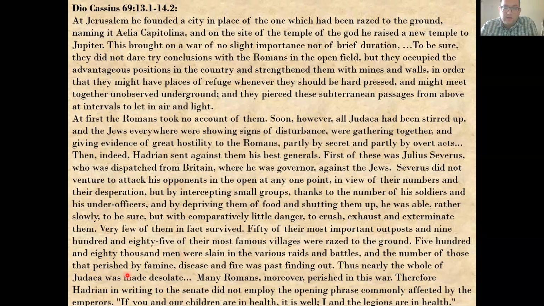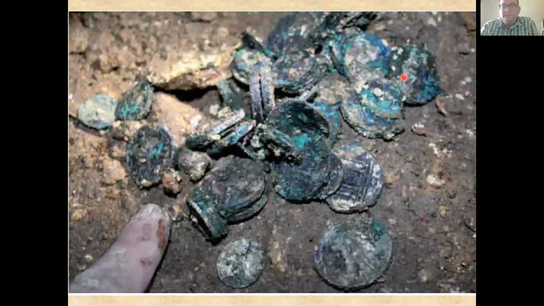Therefore, Hadrian, in writing to the Senate, did not employ the opening phrase commonly affected by the emperors, "If you and our children are in health, it is well. I and the legions are in health." So that's the description of Cassius Dio.